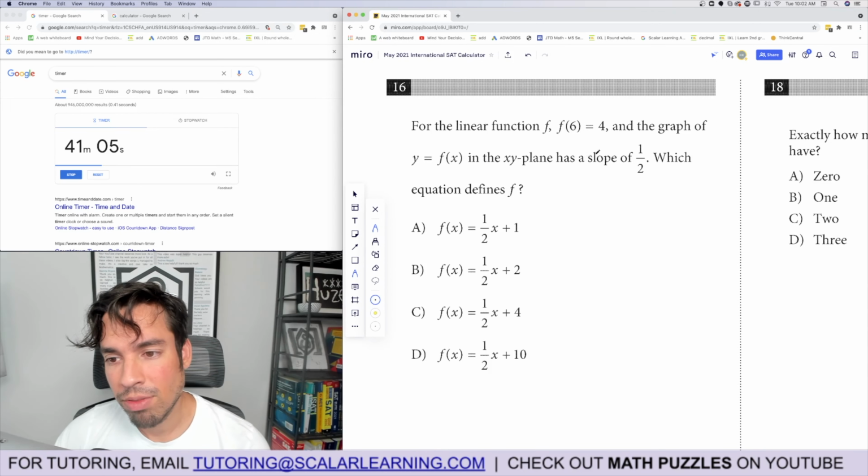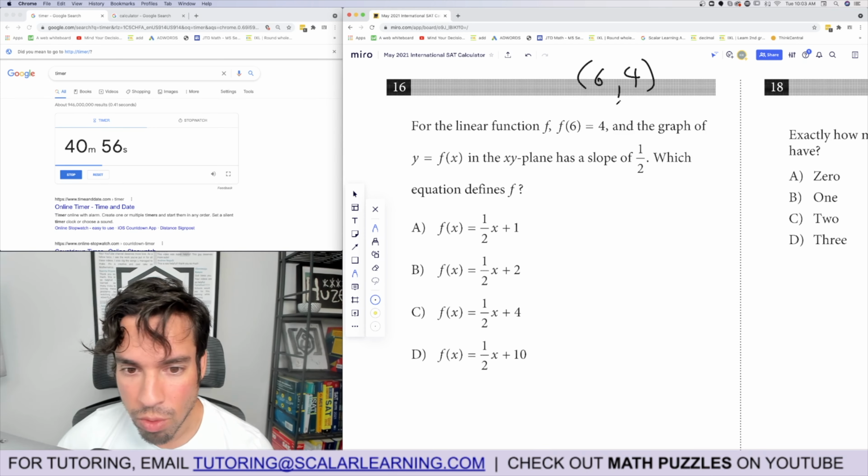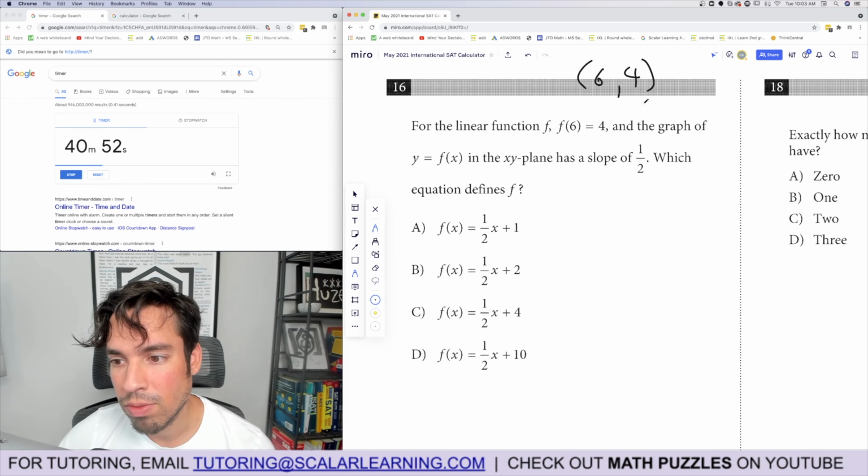For the linear function f of 6 equals 4, and okay, so as soon as I'm seeing this function notation, I know it's linear, I know it's a coordinate, right? So when x equals 6, y equals 4, and the graph y equals f of x has a slope of 1/2. Okay, we want to put this into slope-intercept form, but we got a point, we got a slope.